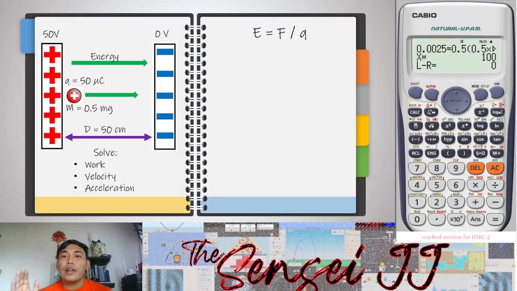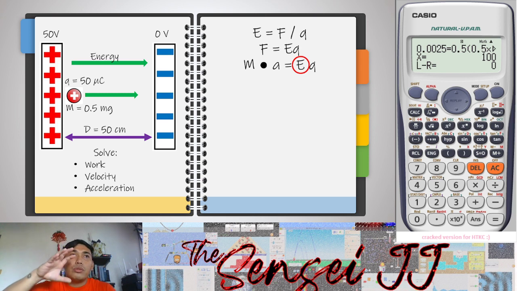So we have here our formula of electric field. Fresh na fresh, E is equal to F all over Q. We can rewrite this as force equivalent to E times Q, or electric field times our charge. We have here our F, which is also known as mass times acceleration. So mass times acceleration is equivalent to E times Q, electric field times charge. With this, we have no value of E and no value of A. Okay? So how do we get that, sir?